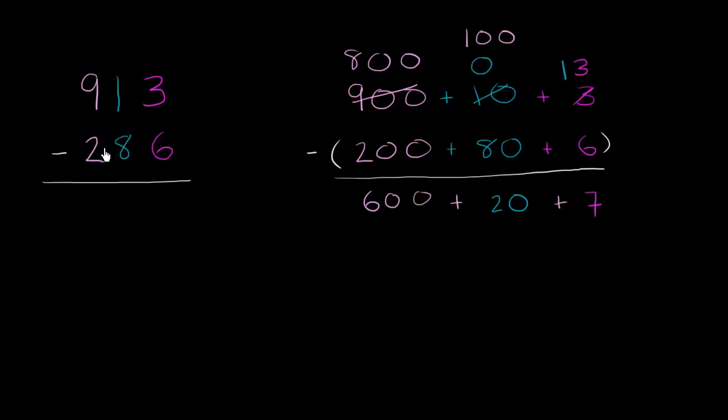Now let's do the exact same thing here, but we're not going to expand out the numbers. So 6 is greater than 3. What do we do? Well, we can regroup from the tens place. We can take 10 from here, so we're left with 0 tens, and give that 1 ten to the ones place. So you give 10 to the 3, it becomes 13. But now we have a problem in the tens place. How do we subtract 8 from 0? Well, we could take 100 from the hundreds place, so 900 becomes 800, and give that 100 to the tens place. 100 plus 0 tens is 100. 100 is the same thing as 10 tens.